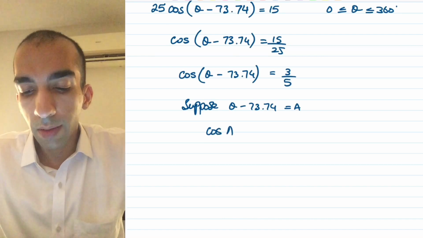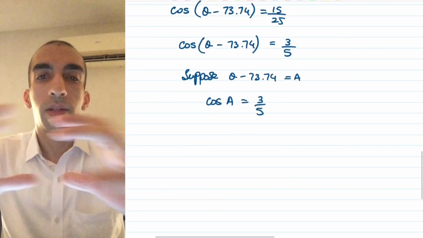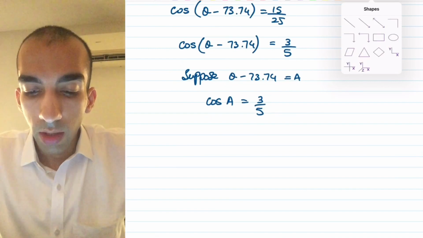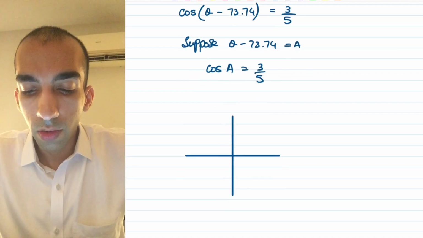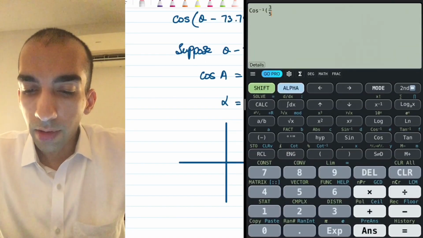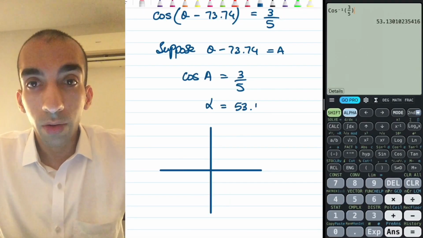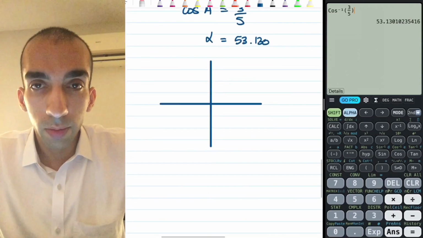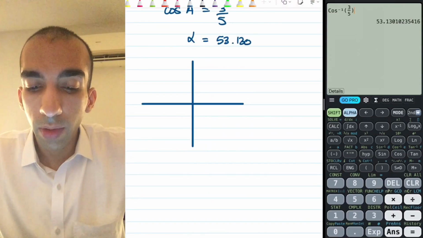So we're going to suppose theta minus 73.74 as A. Now we can just say cos of A, just one angle, is equal to 3 by 5. We can take the inverse, cos inverse of 3 by 5, and we will end up with the basic angle alpha. Now we have to draw all those lines where cos is going to be positive because 3 by 5 was positive, right? Using the CAST rule, add sugar to coffee, whatever you're comfortable with, CAST.